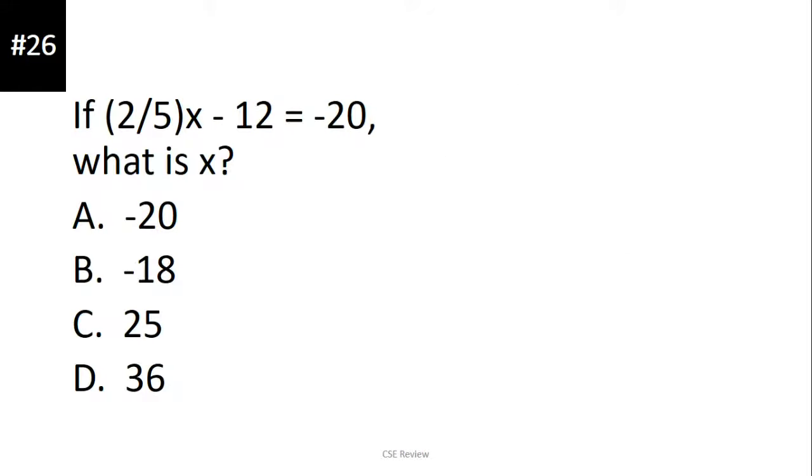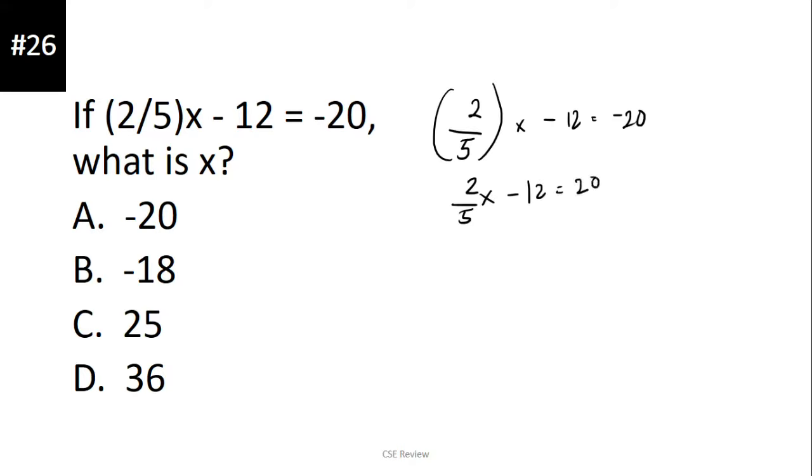26. Equality lang to. Hinahanap ko na yung x. Isa-solve lang natin yung x. So, if 2 over 5 times x minus 12 is equal to negative 20, ano yung x? So, isa-isayin lang natin yan. So, 2 over 5x minus 12 is equal to negative 20.